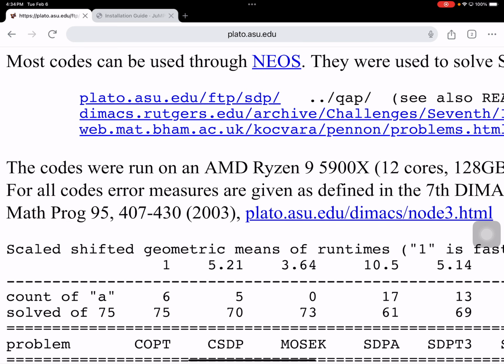Whenever you have a new class of problem, you may want to refer to this website. Actually, Mittelmann updates these results every year, because every year the developers of the solvers will update their codes, and then you have to benchmark again.